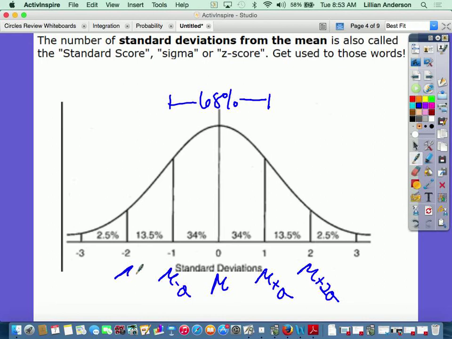Here, the next set of intervals will be your mean plus 2 standard deviations, and over here, your mean minus 2 standard deviations. If you were to add up each one of these sections, 13.5, 34, 34, 13.5, you get a number. What is that number when you add up all of those? No, it's not 100. It's 95. So that means that out of your data, 95% of it is going to lie between this second standard deviation.